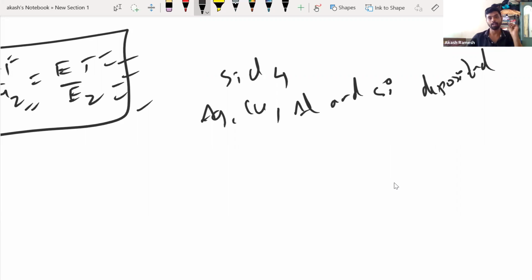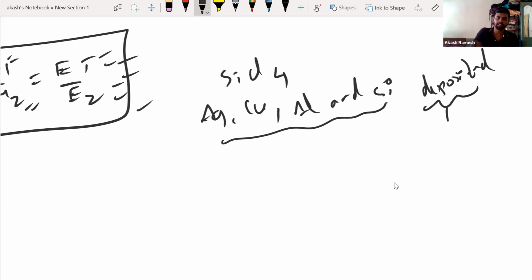Find the ratio of number of moles of these four getting deposited at the cathode. Obviously, they'll be deposited at the cathode, right? So I have 4 containers, people, containing 1 mole of each of these. I pass 1 Faraday of electricity to each of them. What will be the ratio of the number of moles of element getting deposited?